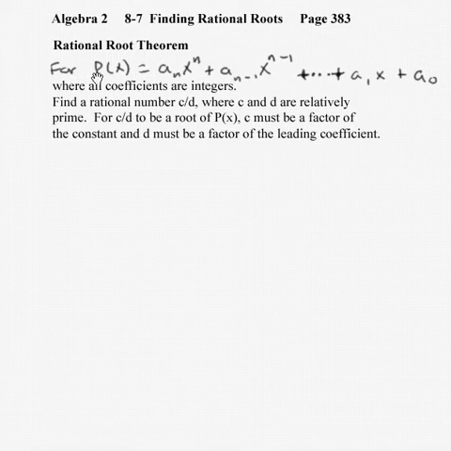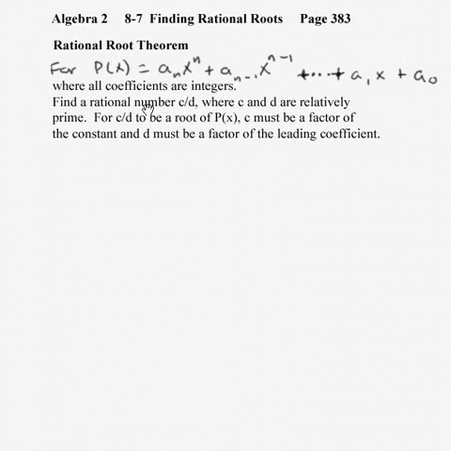And it says if you have a polynomial function p of x that's a sub n times x to the n power plus a sub n minus 1 times x to the n minus 1 power plus etc. down to a sub 1 x to the first plus a sub 0. In other words, we have a polynomial in descending powers of x, and then we have the coefficients that go along with them. All the coefficients here are integers.